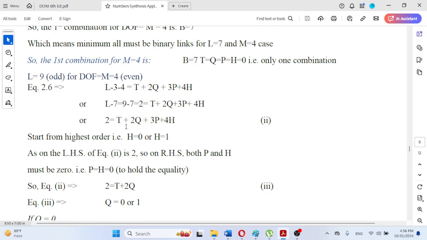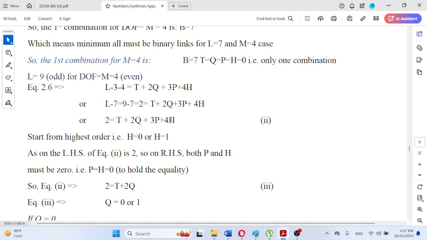As we can observe in this equation, H can be 0 or 1, but if H is equal to 1, that means 2 will be equal to T plus 2Q plus 3P plus 4. So this 4 will be subtracted on the left hand side from 2, and 2 minus 4 gives minus 2. So the sum of T plus 2Q plus 3P would give minus 2, which is practically impossible.